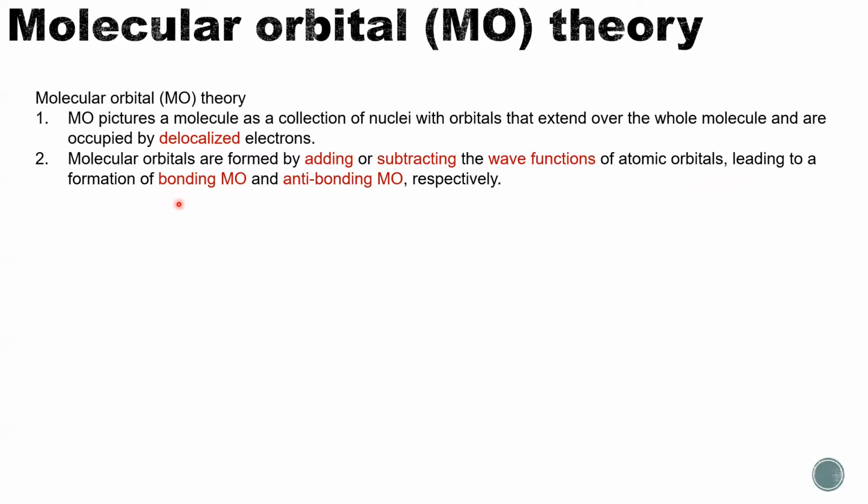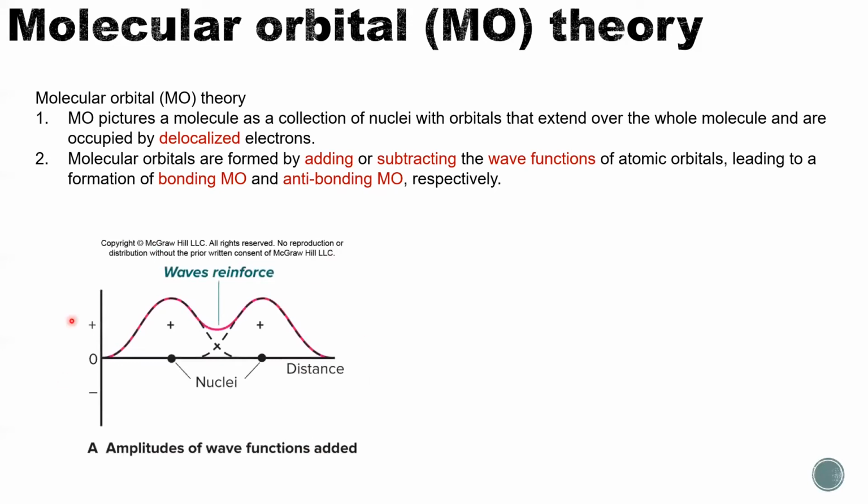Based on the wording, electrons in the bonding orbitals contribute to bond formation. Electrons in anti-bonding orbitals do not contribute to bond formation, and that can make a molecule unstable. So we'll talk about that later. Just to show you how to generate a molecular orbital.